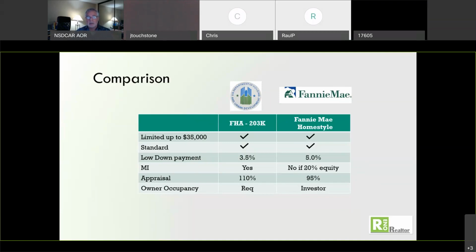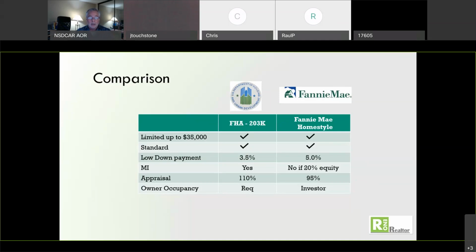We also have a distinction on the appraisal. The 203K will allow us to go to 110% of the appraisal. What that means is your overall loan amount can go 10% over the appraisal. That's important when we're working on specific projects. In fact, keep this in mind: if you ever run into a scenario where the appraisal isn't supporting the loan amount on a standard transaction, think about this. We can convert it to a 203K, get to that 110%, and now we can fund.